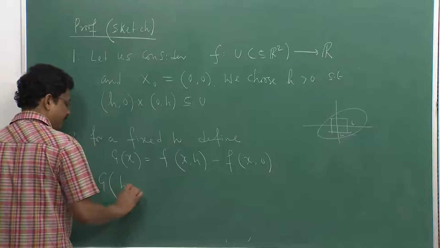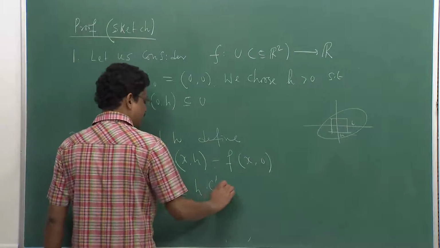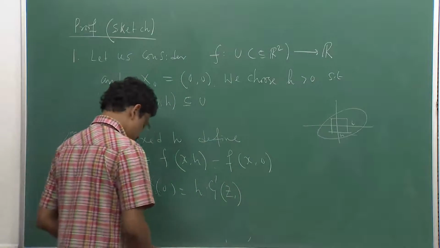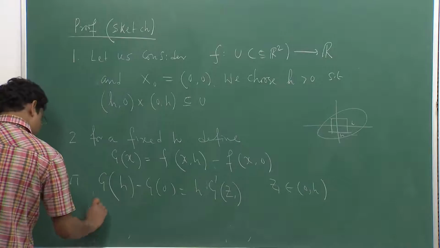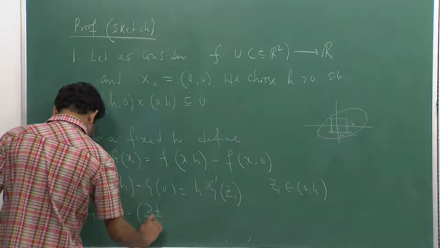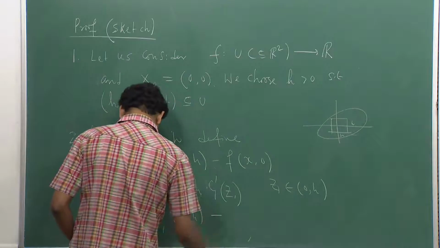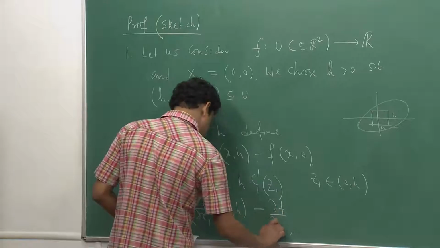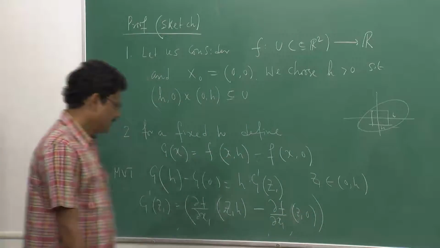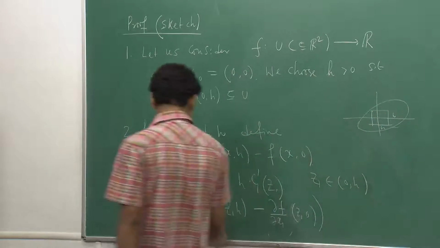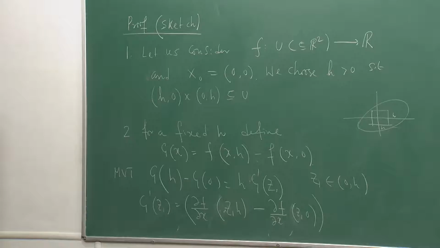Then you apply the mean value theorem to get this is equal to h into g prime at some z 1, right, z 1 in 0 to h. But immediately you can write g prime z 1 equal to del f del x 1 at z 1 h minus del f del x 1 at z 1 0. I am applying the definition of del x 1, with x and y only. Okay, fine. That was my second step. So, you verify all those steps. I am not writing the entire proof.